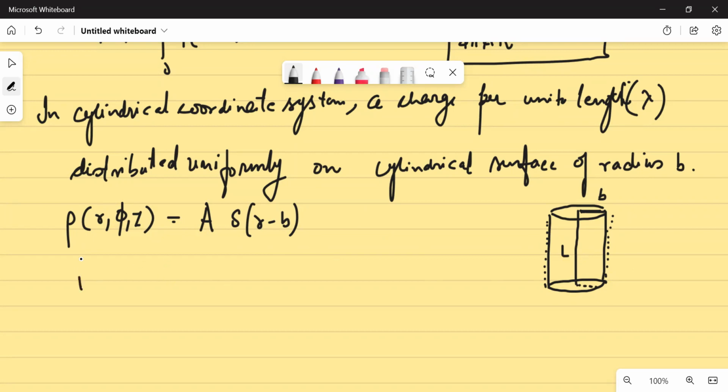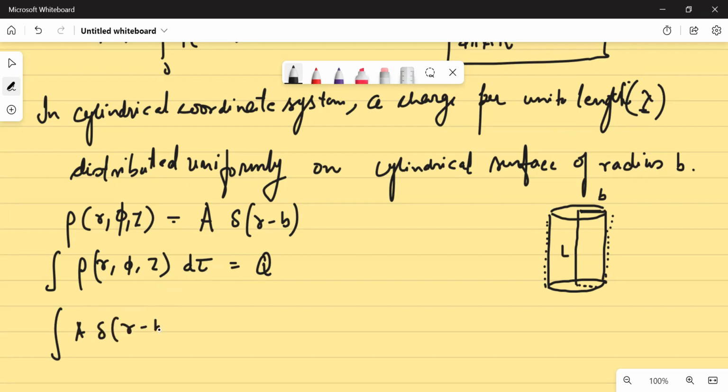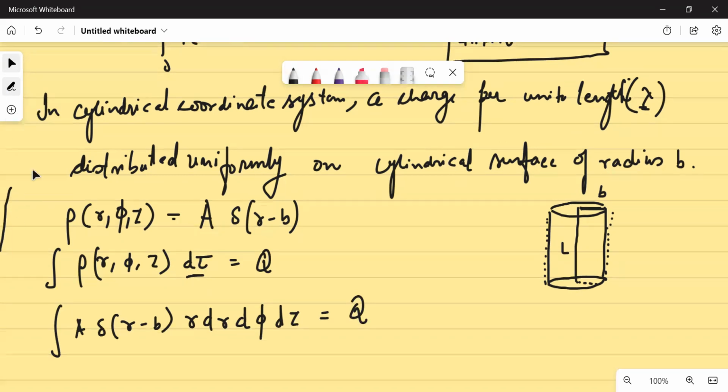Now, I already know that if I integrate it with respect to d tau, I would get my total charge q. I think I have given it. Actually, we have been given lambda, okay. I will get total charge q, isn't it? Now if I integrate it, I would get rho, which is a Dirac delta of r minus b, times r dr d phi dz, equal to q. Is that clear?